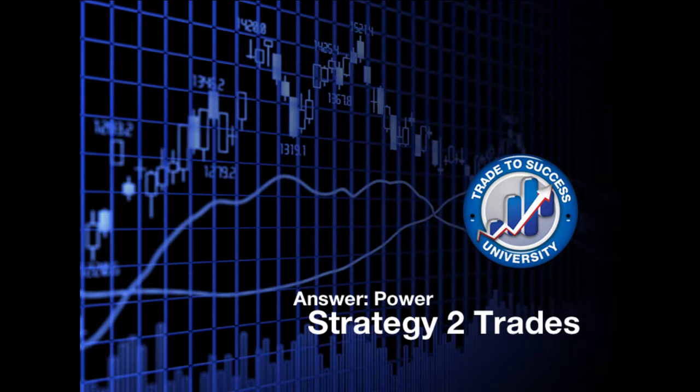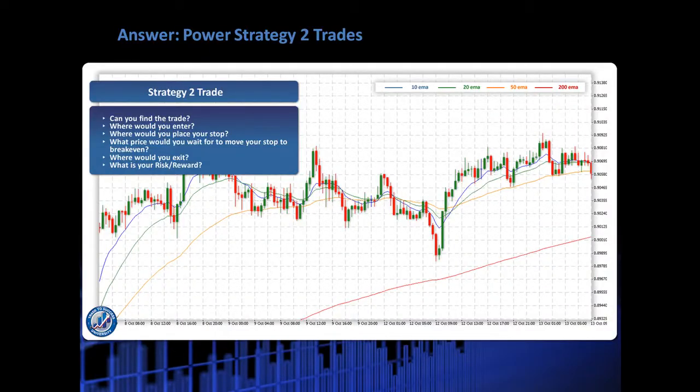So to go over the answer to the Power Strategy 2 question on the previous page, let's take a look at the chart. So this is a Strategy 2 chart here. What we first want to do is identify the trade. So pause the video and see if you can identify the ABCD that we're going to be taking a reversal trade on.